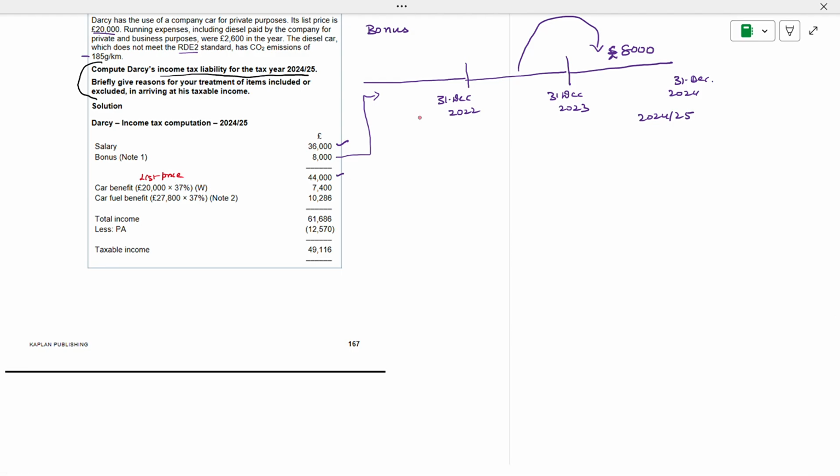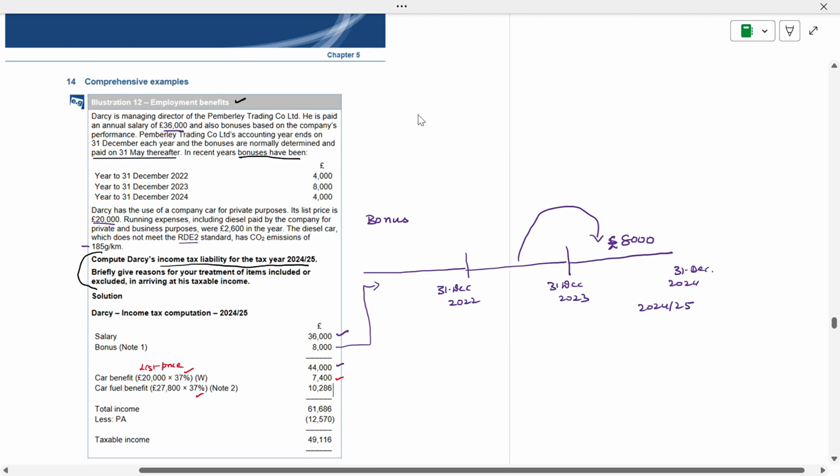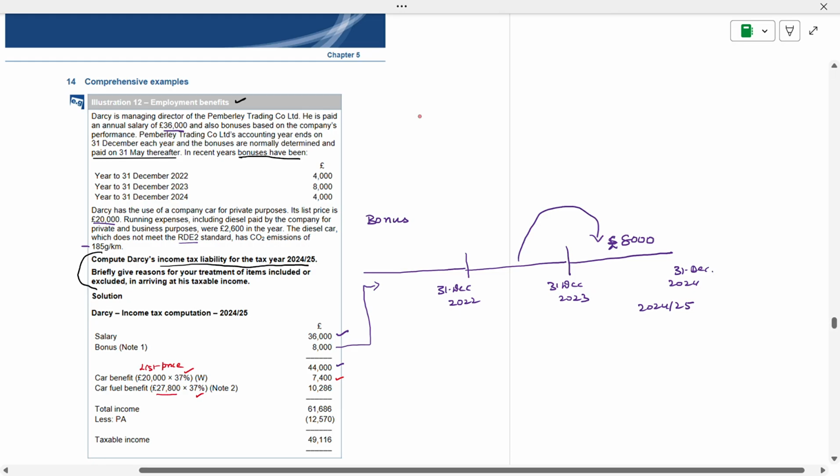They have taken the 37% from there. List price into 37. Maximum you are getting a benefit of 37%. Taxable benefit, 7,400. Car benefit. There is a rule. If you are using the company car for private purpose, what is the maximum amount? The maximum amount is 27,800.